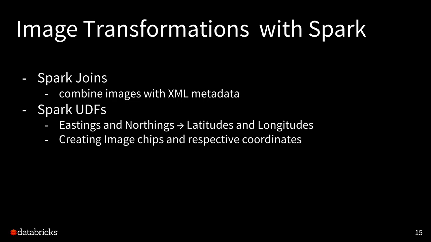And after ingesting it, what we're going to do is to combine the image data set with our XML metadata, and we do that with a regular Spark join. And then we have 2 UDFs that we use here. The first one is to convert our eastings and northings, which are the unique British coordinates that the UK uses. I was new to that. So we had to convert them into international latitudes and longitudes. And then the second UDF creates image chips and generates respective coordinates for each image chip.